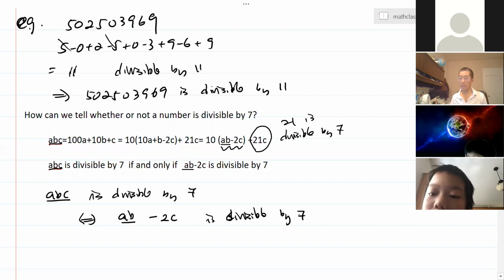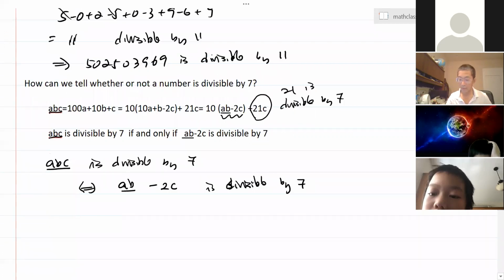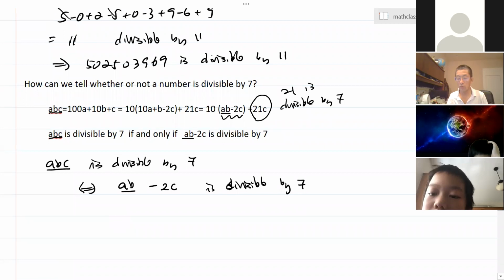Why? Because you can put 10 here, but 10 has no factor of 7. So essentially it's equivalent to say AB minus 2C is divisible by 7. And this is true for numbers with more digits, not just 3 digits. All you have to do is remove the last digit, you get a number with one digit less, and you make sure this is divisible by 7.